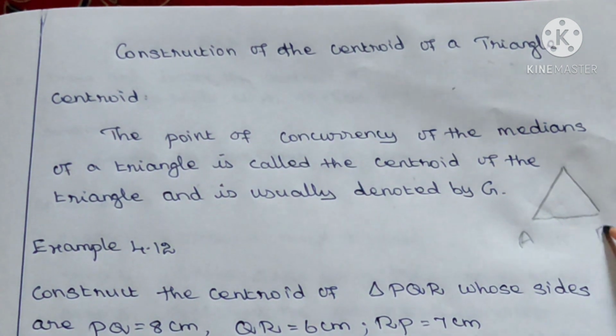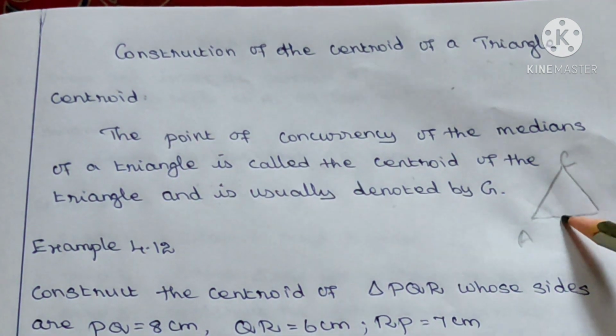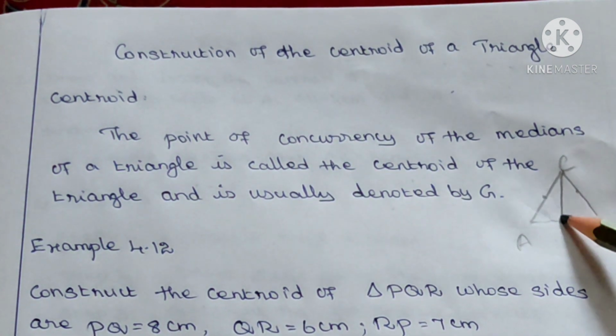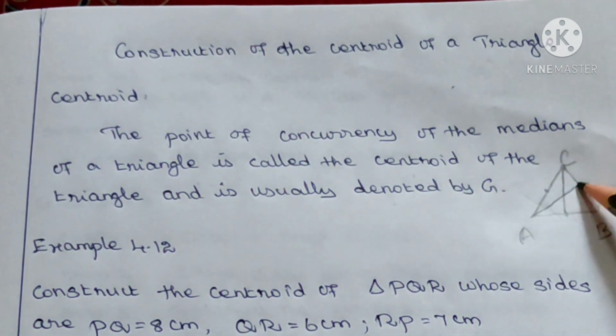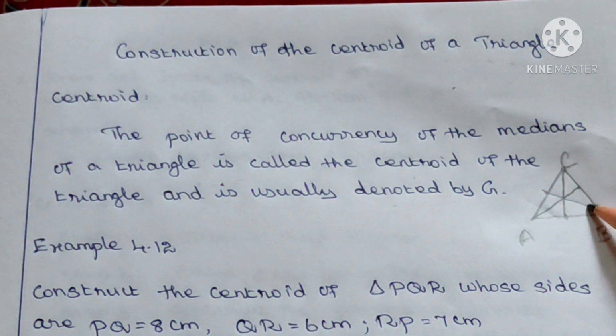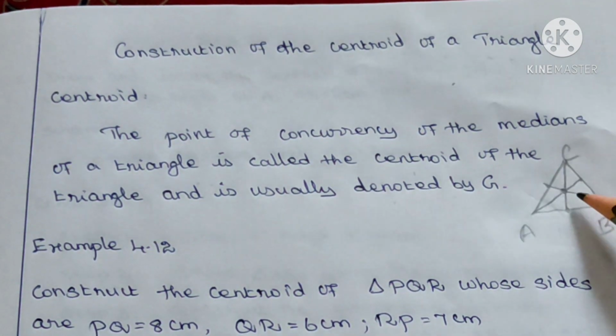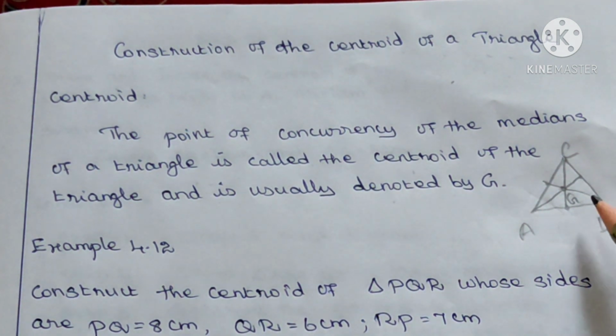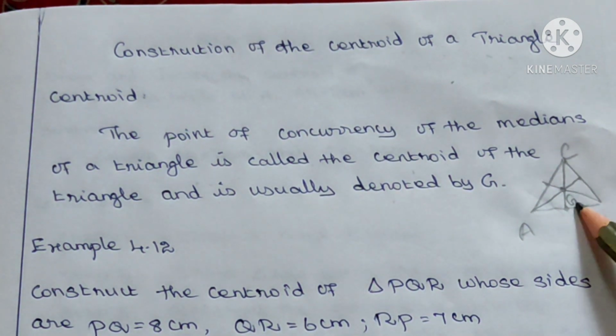ABC. Take the midpoint. Okay, this is the median line. So the median lines are intersecting at one point. That point is called the centroid of the triangle, and it is usually denoted by G.